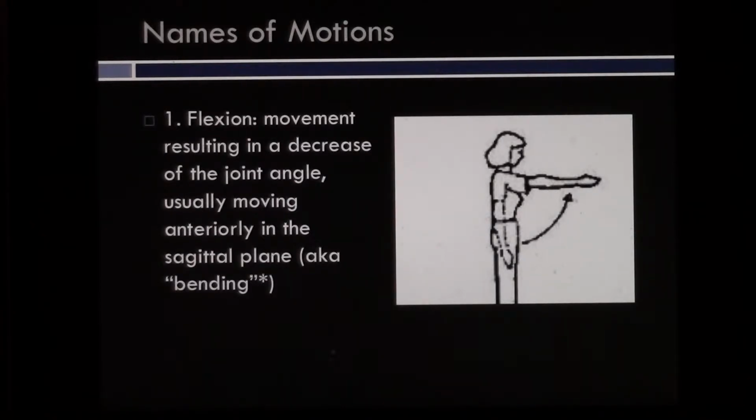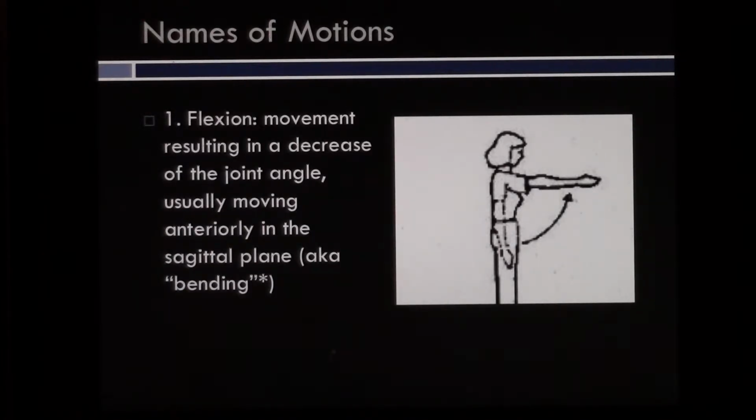We have the planes. We're going to use the planes to describe specific motions. And the nice thing is once we know what motion's going on, we know, because it's always black and white, although sometimes it's gray, we know what muscle is doing that motion.